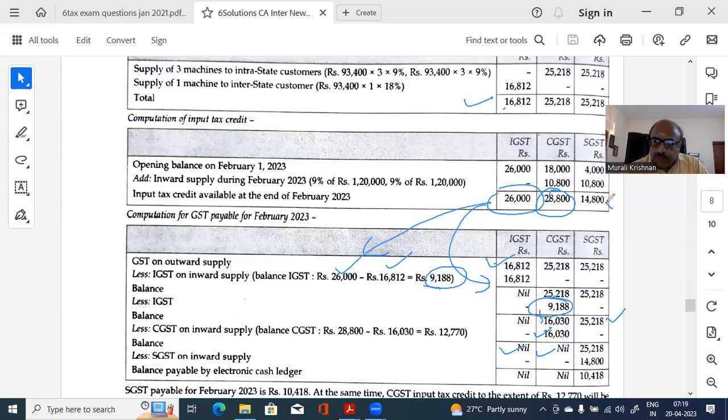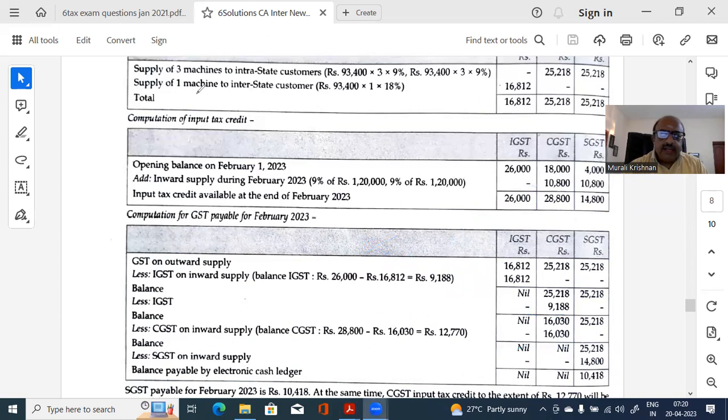He has got an input of 14,000. Therefore, you see 14,000 he is adjusting totally, and he still has to pay 10,418. So ultimately, he has to pay 14,418. Is it possible to reduce this cash liability? This he has to pay in cash, right? Is it possible to reduce it?